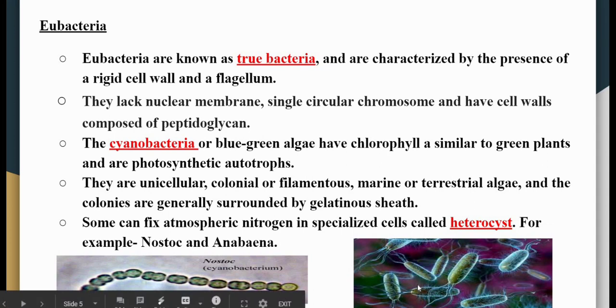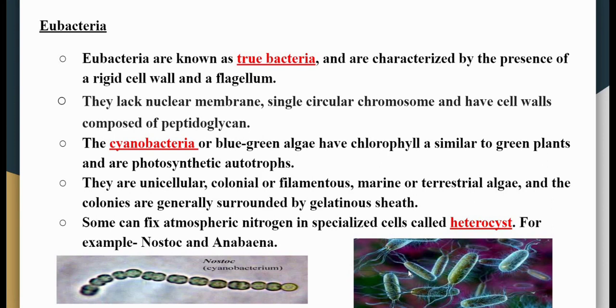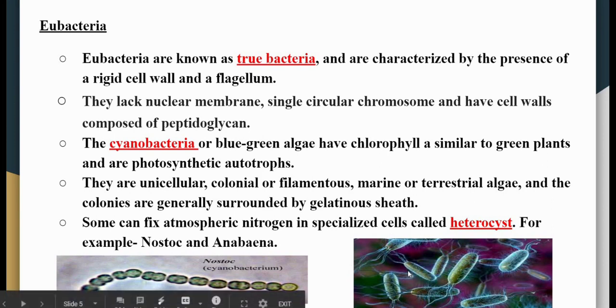This diagram shows Nostoc, the filamentous one, which fixes nitrogen, and this is the structure of the eubacteria. It possesses a flagellum. They can move, but with a simple cell wall organization and nuclear material without a nuclear membrane.